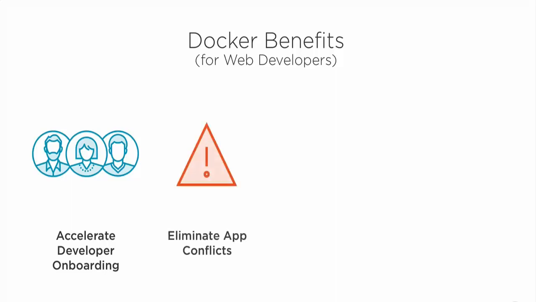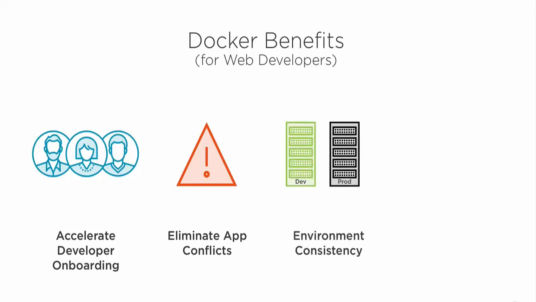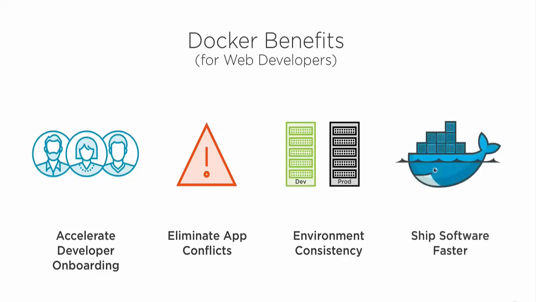Docker can also help eliminate app conflicts. If you have versions of frameworks and you can't move to the latest version, isolated containers can help out there. It also provides a way to move your code and the entire environment of the code between your different environments, so between things like development, staging, and production. And if we can do all of that, we can more than likely ship software faster, and that's a good thing, of course. So let's dive into each of these 4 areas really quickly.